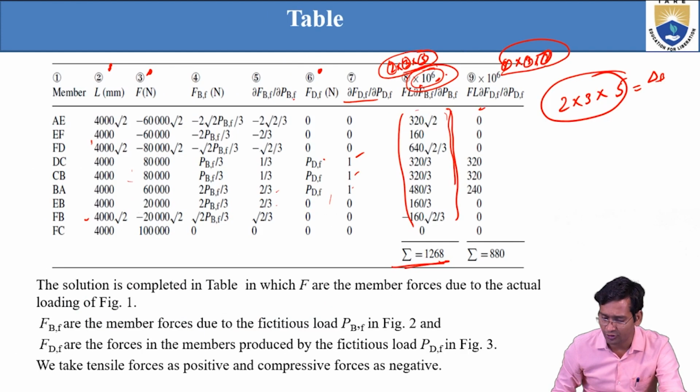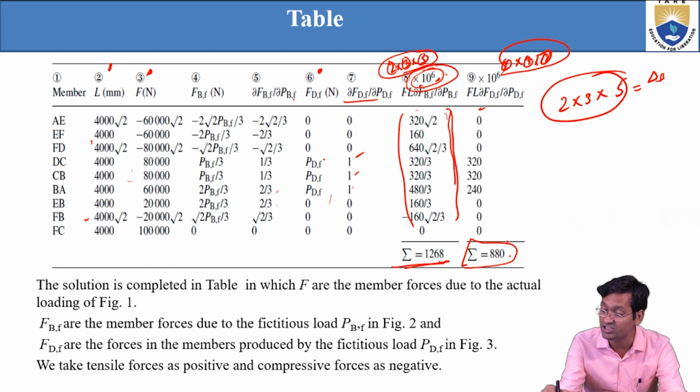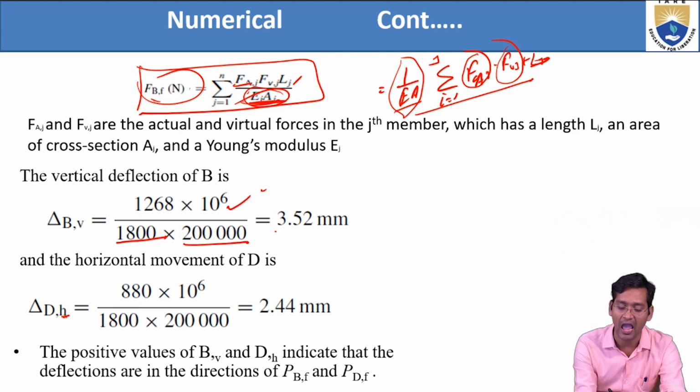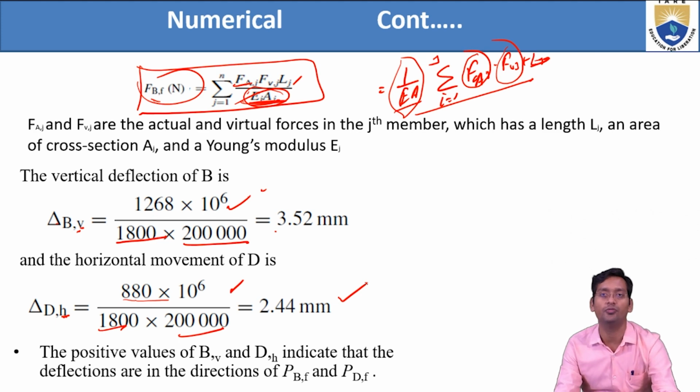Right. Now just see for D, the sum is how much? 880, right? So this divided by A, not this, only 880 into 10 to the power 6 divided by A. So for delta D, this H stands for horizontal deflection, because in the question itself it was there: horizontal deflection at D and vertical deflection at B. So delta DH is 880 into 10 to the power 6 divided by A into E. Once you simplify this one, you will get 2.44 mm.